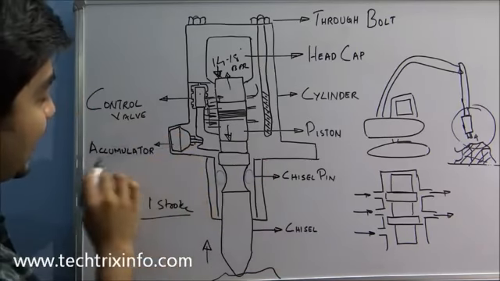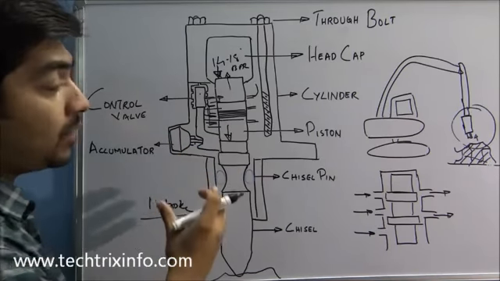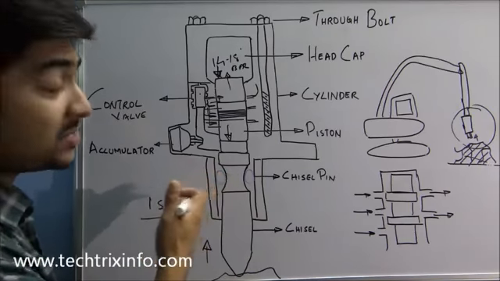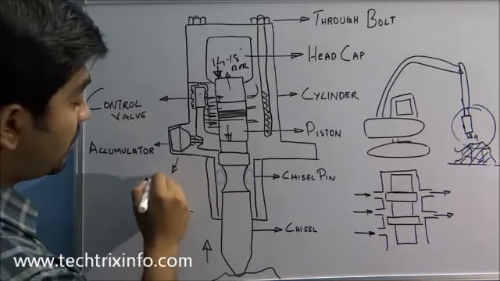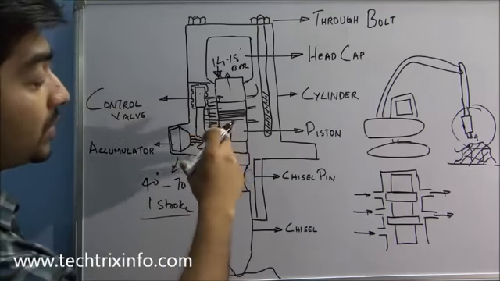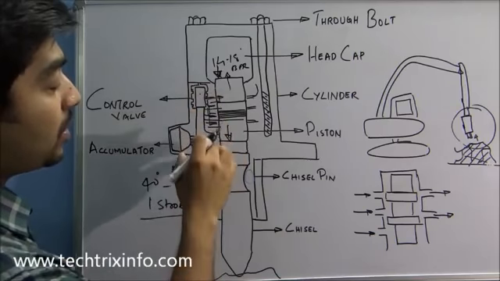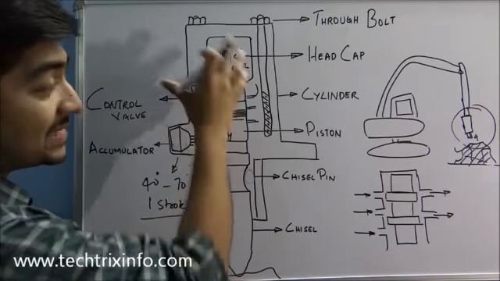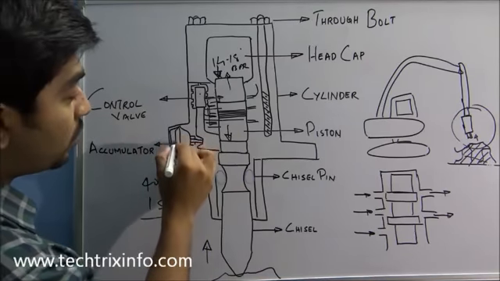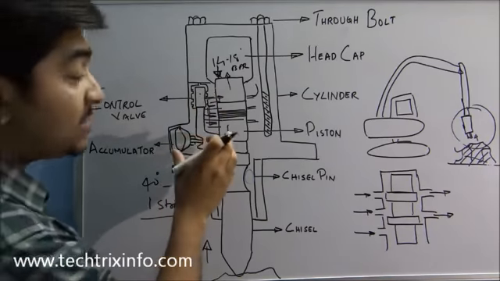Towards the left side we can see an accumulator with a diaphragm. This will also be filled with nitrogen gas. Depending on the type of rock breaker, the pressure here varies from about 40 bar to 70 bar. It is there to avoid hydraulic vibrations inside the breaker, because when the oil is moving in different directions and moving up and down, there is a chance of vibrations inside the hydraulic unit. To avoid that, this diaphragm will move backwards or frontwards to manage the hydraulic vibrations.